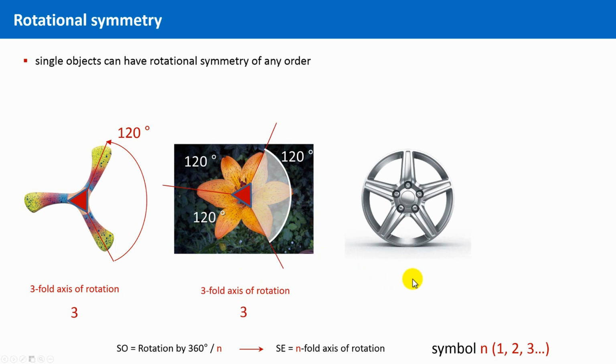This car rim has, yes, 5-fold rotational symmetry. So rotation by 72 degrees will lead to a configuration that is indistinguishable from this one.